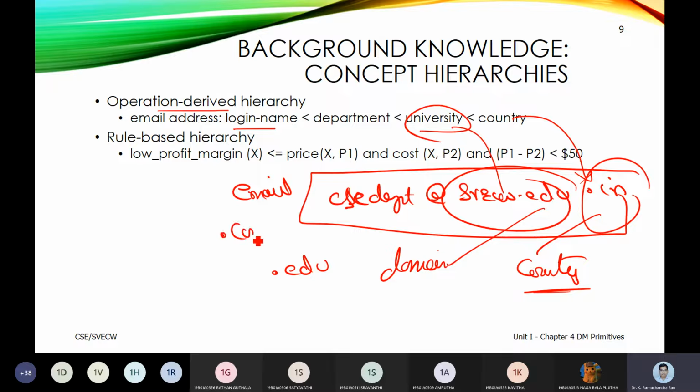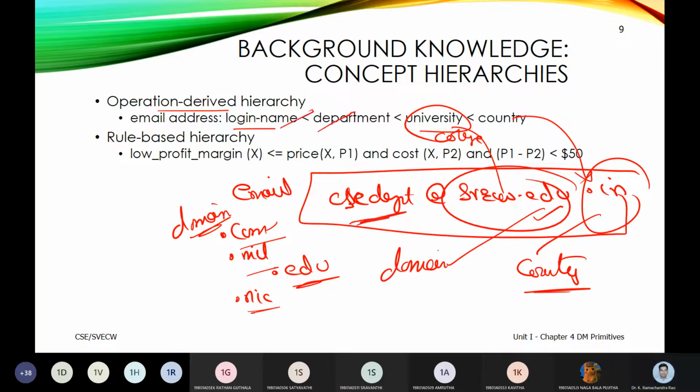There are some commercial websites, we call them .com, military websites .mil, and national informatics centers like NIC. So in this way, we have different types of domain. We call it domain specific here. And now .edu is going to be the education domain, followed by a university or a college, and followed by the login name or the department. So in this way, we are going to put an operationally derived hierarchy.